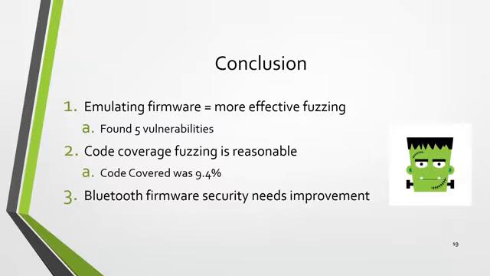Additionally, Frankenstein achieved 9.4% code coverage, which may seem low, but it is actually significant given the size of the Bluetooth spec. This demonstrates that Frankenstein can still give impactful results even without full code coverage. And finally, many vulnerabilities persist because Broadcom's Bluetooth firmware is stored in ROM, making it difficult to patch after deployment. Also, lack of modern security mechanisms like DEP and ASLR leaves devices vulnerable to memory corruption attacks.